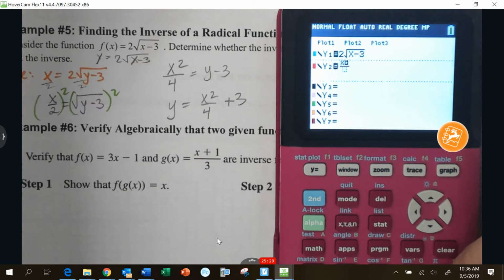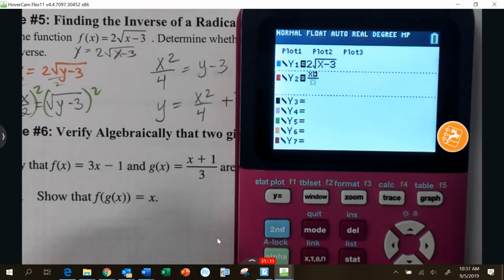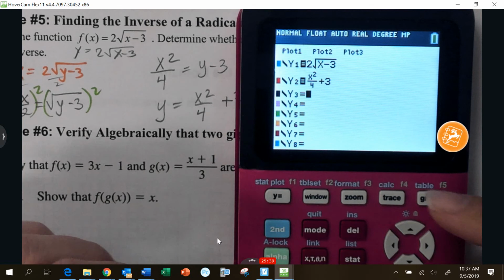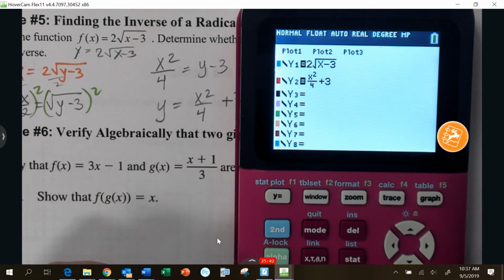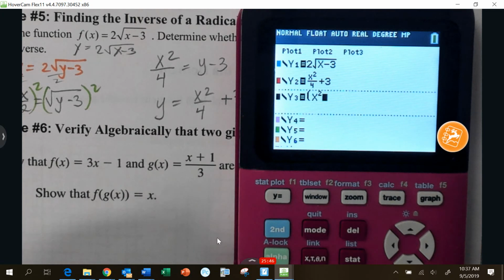Let's zoom in a little bit more. Okay. Third over 4 plus 3. So if you don't have the alpha y equals capability of doing the fraction, you'll have to do parenthesis x squared divided by 4, close parenthesis, plus 3. If you don't use the closed parenthesis, you'll probably get it wrong.